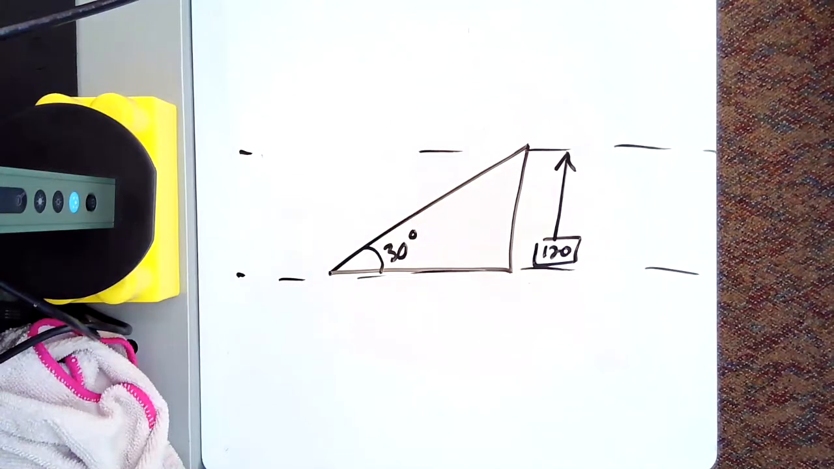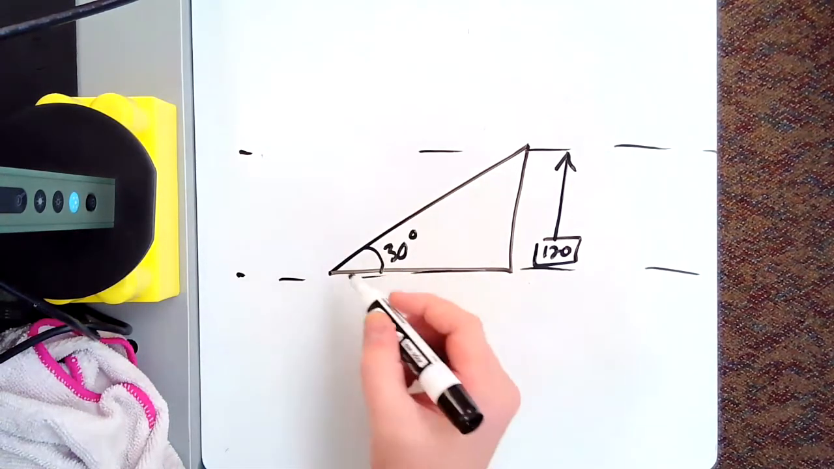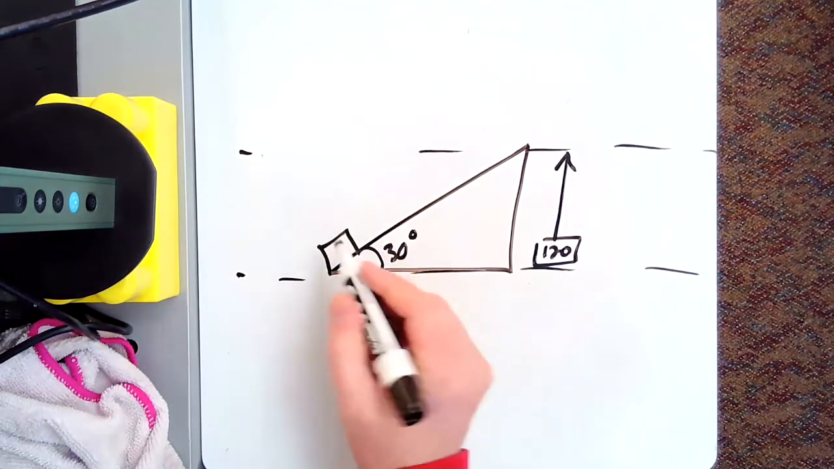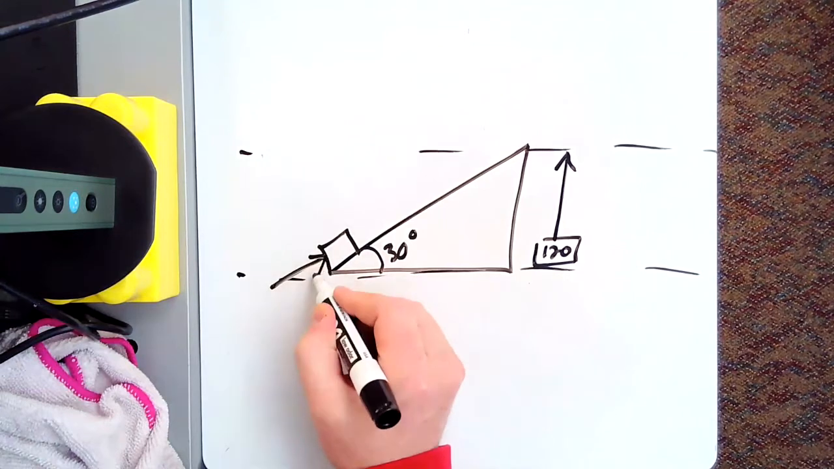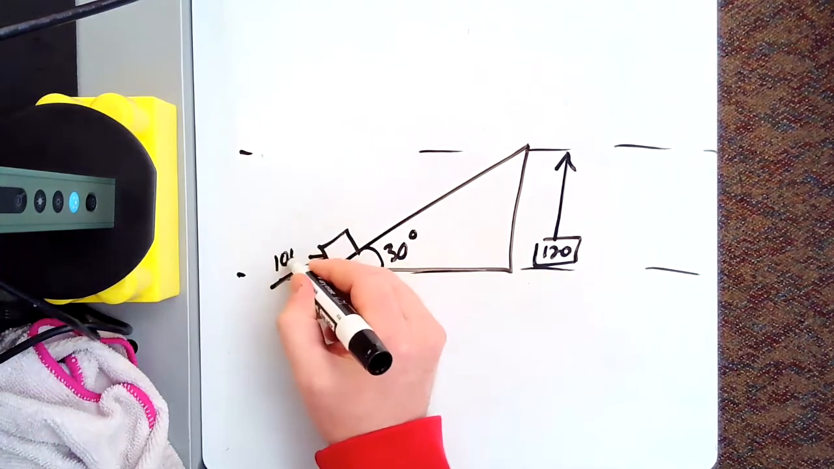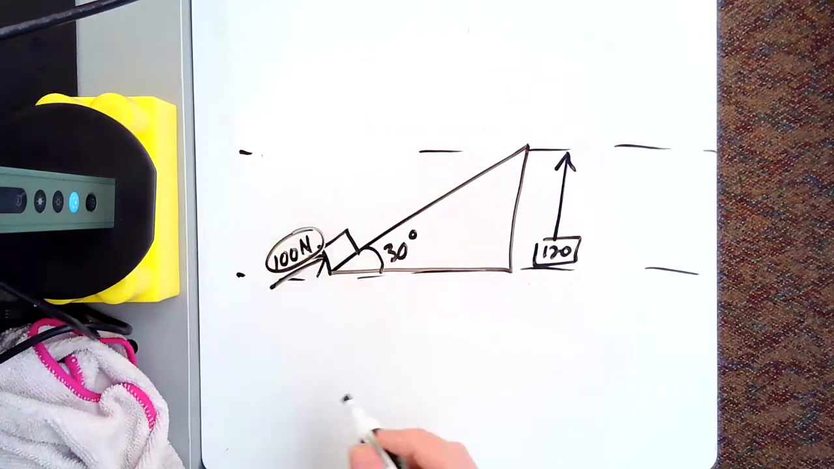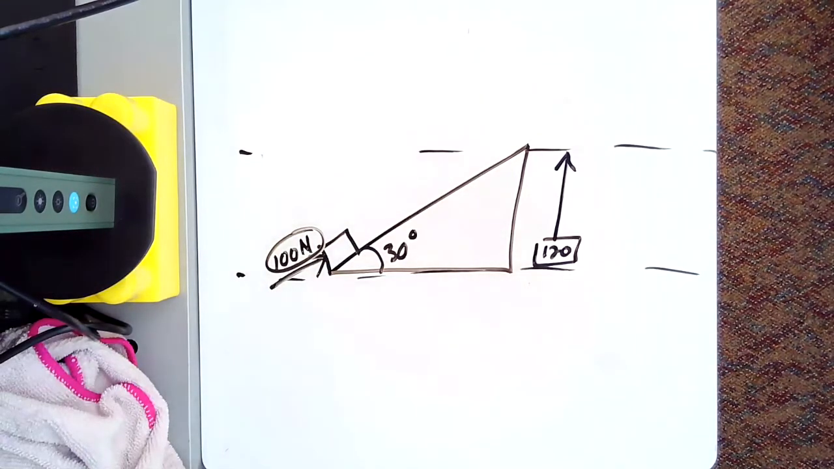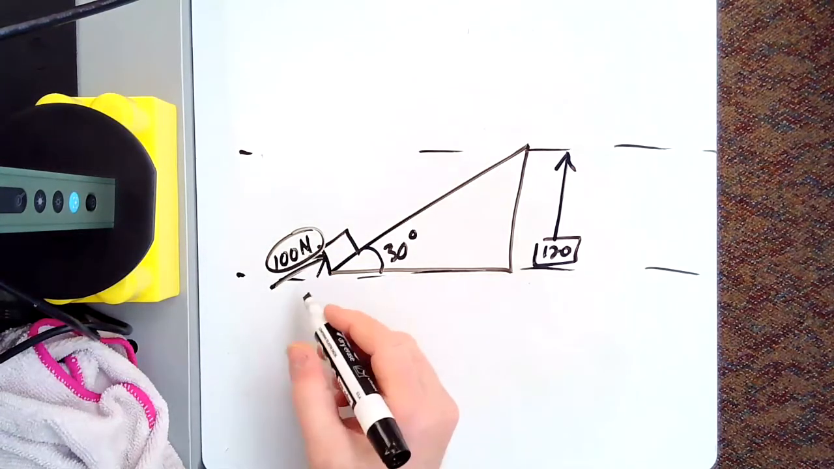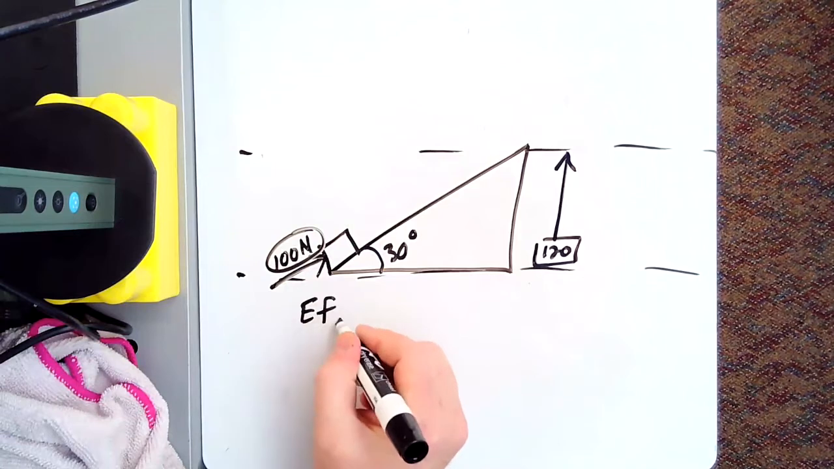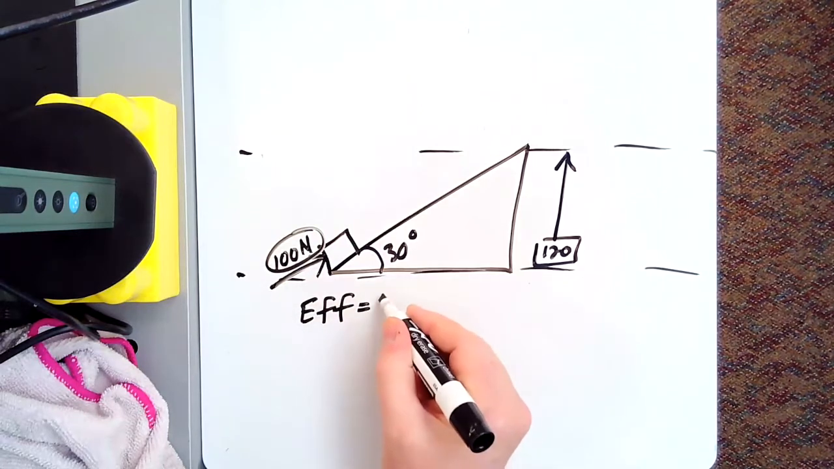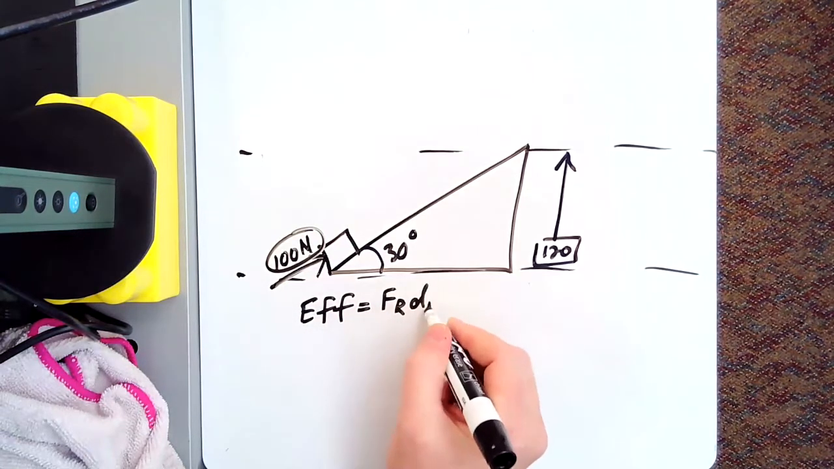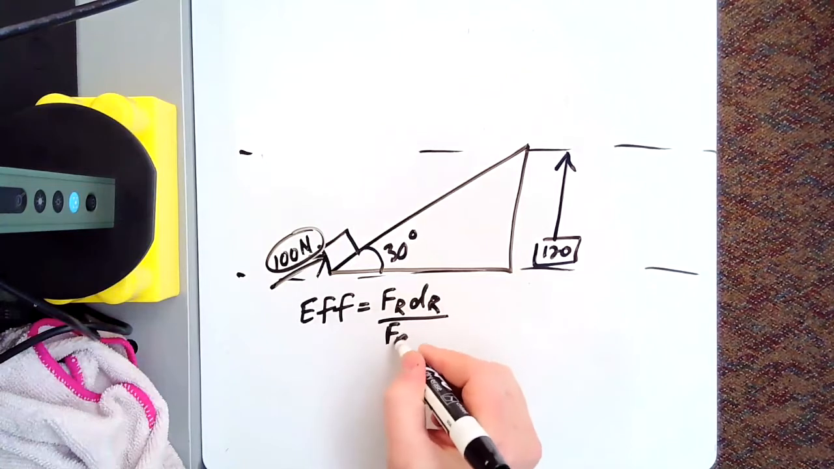So I'm going to use an inclined plane, and it says that when I push the thing up, I'm only using how much force? 100. So obviously that's why I want to use this, because I don't have to use 120 newtons, I can just use 100 newtons. So it's asking for the efficiency. We just have a new equation. Efficiency equals FR dR over FE dE.